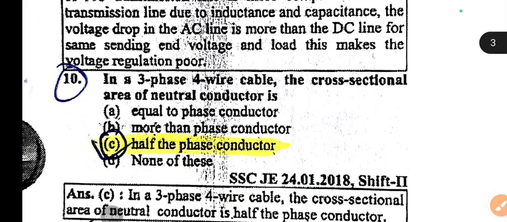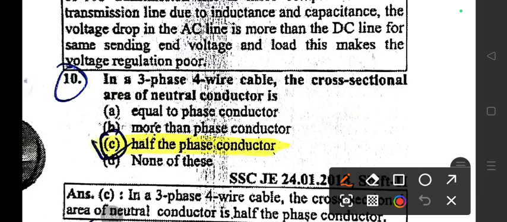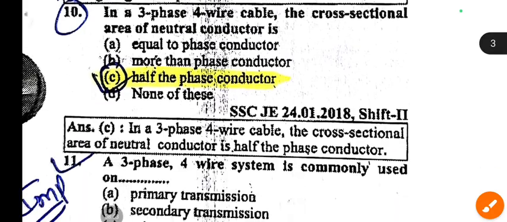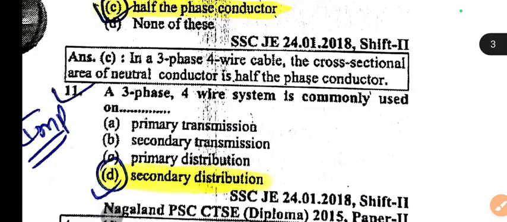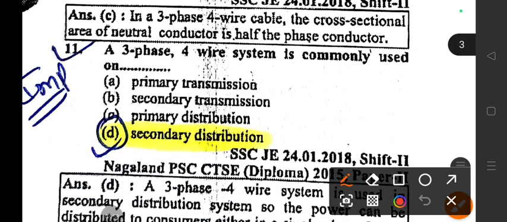In a 3-phase 4-wire cable, the cross-sectional area of the neutral conductor is half of the phase conductor. This is our answer, half of the phase conductor. The 3-phase 4-wire system is commonly used in the secondary distribution system. This is an important question, and this question was already asked in SSC JE 2018.